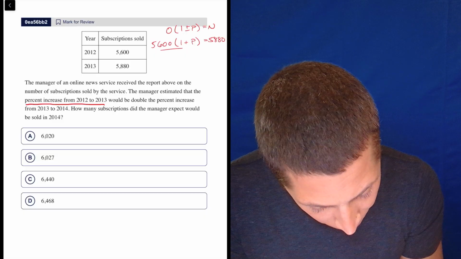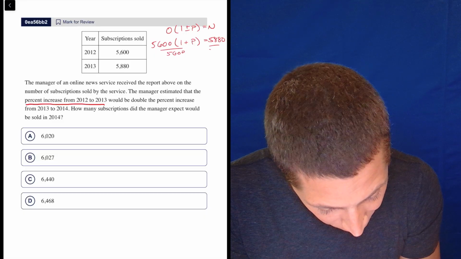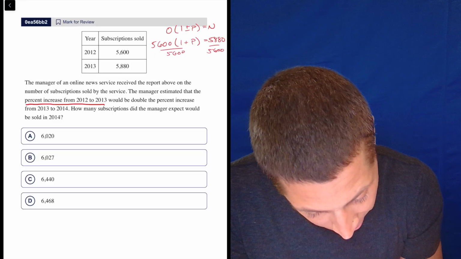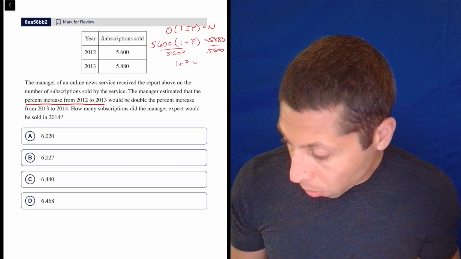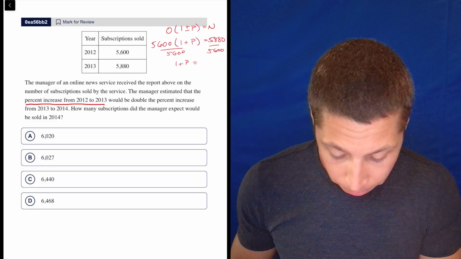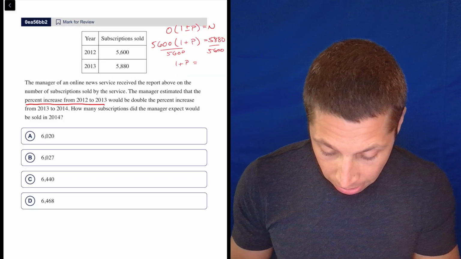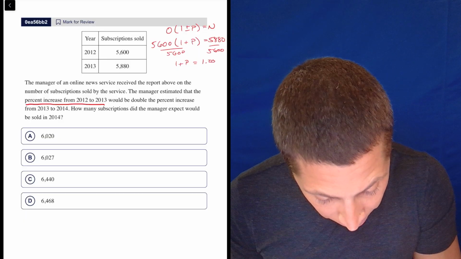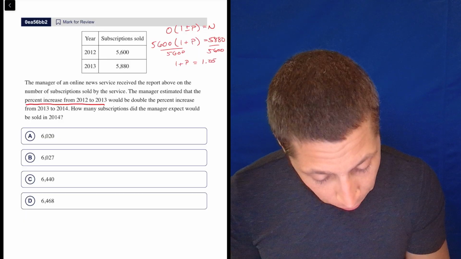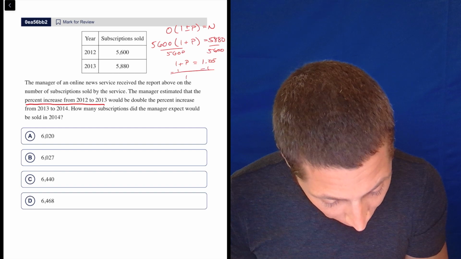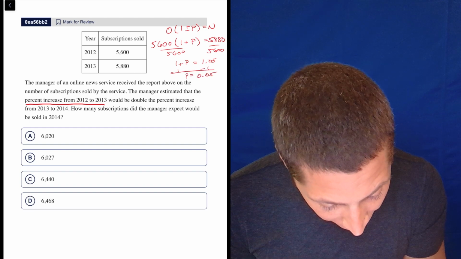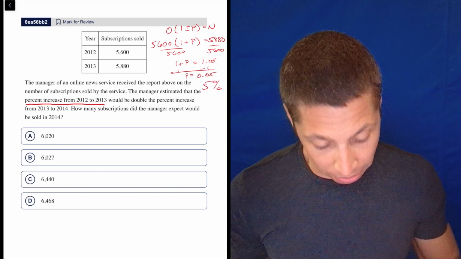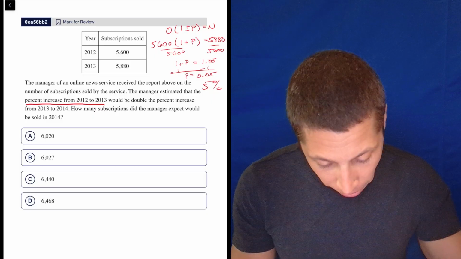So calculator time, let's divide both sides by 5,600. I should have written this somewhere else. This is getting pretty smushed. So 1 plus P, I'm going to use a regular old calculator here and do 5880 divided by 5,600. And I get 1.05. Finish the job. Don't think about it. Solve for P, right? So 1.05 minus 1, we get P is 0.05, which is 5%. Okay, so everything so far totally right.